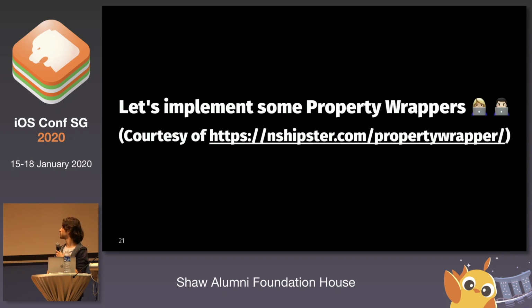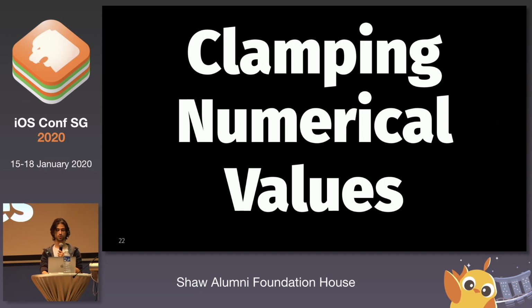So let's actually implement some property wrappers. And to do this, we are going to use some examples that come from an article of the famous website NSHipster. The first one we're going to look at is clamping numerical values. So what do I mean by this?